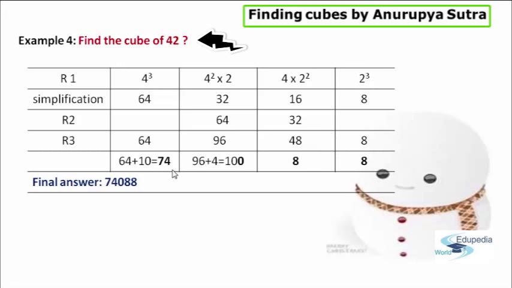After completion of special additions and carry-ons, now what we have to do here is club all the answers that we have got, and therefore we get the final answer as 74088, that is 74,088, and therefore we can say that 42 cube is equal to 74,088. So guys, this is the way we can use Anurupiya Sutra in finding the cubes of a 2-digit number at an expert level. I hope that you have understood pretty well how to use this Anurupiya Sutra in finding the cube of a 2-digit number.